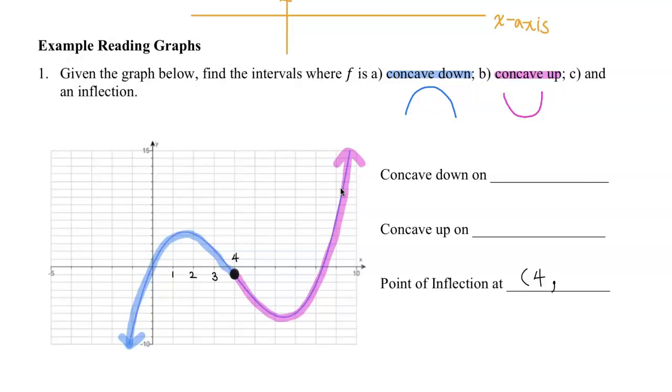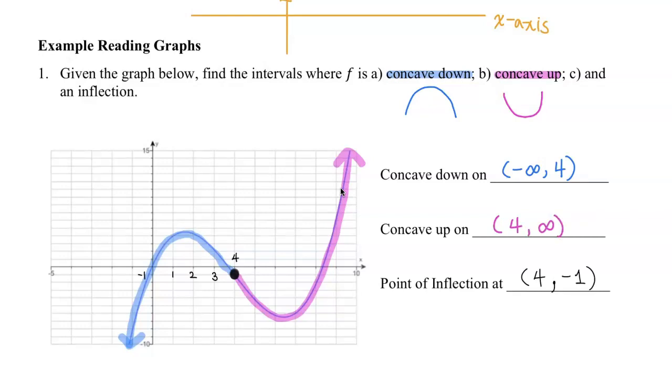Now, it's down 1, right? The y value is -1. The point of inflection is at (4, -1). This graph is concave down on negative infinity to 4 and concave up on 4 to positive infinity.